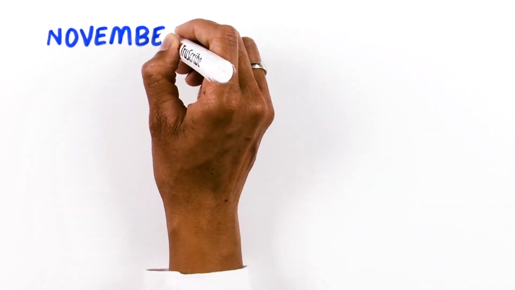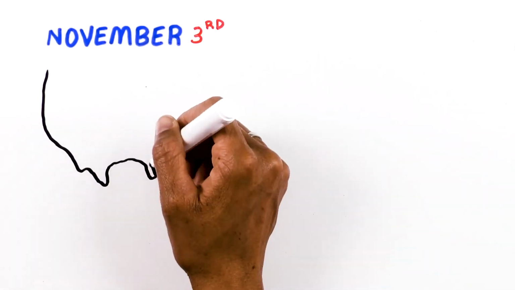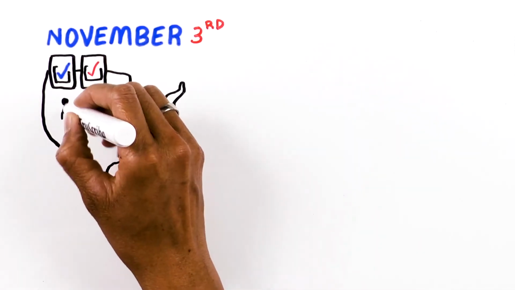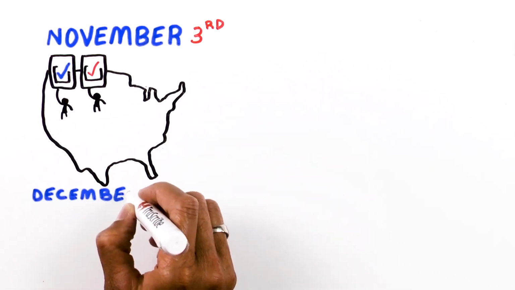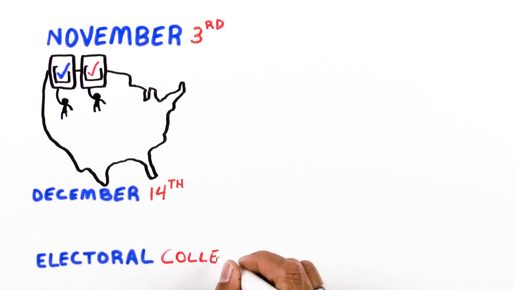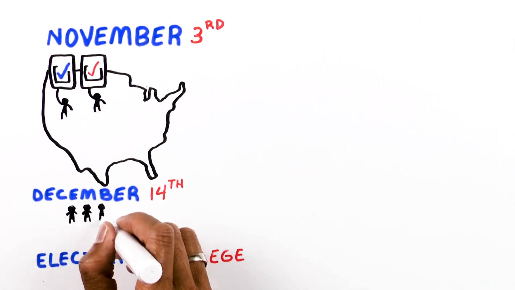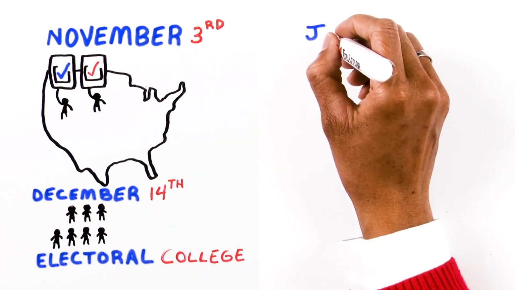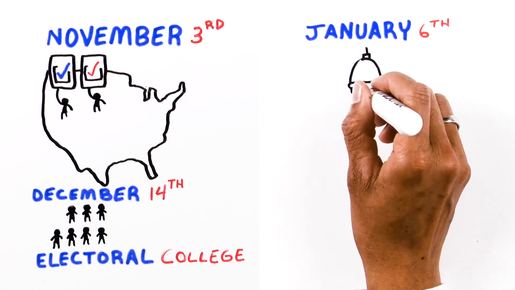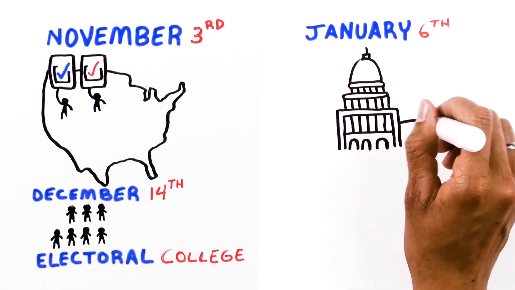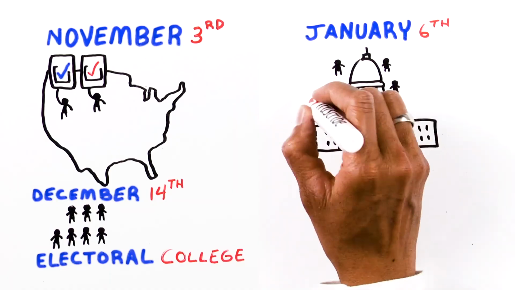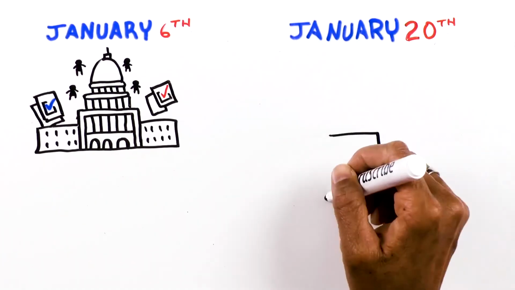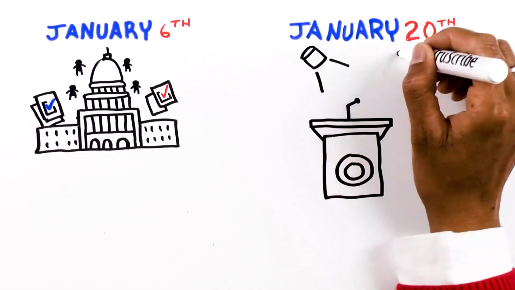In this election year, what is the timeline of key dates for the election and the Electoral College? November 3rd is General Election Day. December 14th, the Electoral College meets. State delegations of electors meet separately in their state house or capitol building. And January 6th, 2021, the Senate and House of Representatives assemble in joint session to count the electoral votes. January 20th, the President and Vice President are inaugurated.